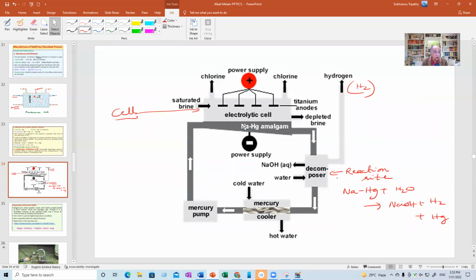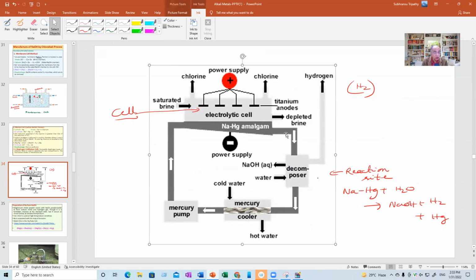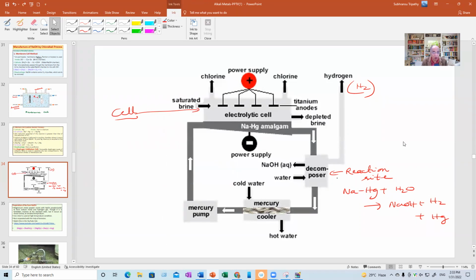But the cathode is mercury, which is sitting at the bottom of the electrolytic cell. And the anodes are the titanium rods, suspended inside the brine, right? But this handling of mercury produces a lot of mercury vapors to the atmosphere. That is a serious threat of mercuric poisoning or mercury pollution. That is why it is being discouraged.